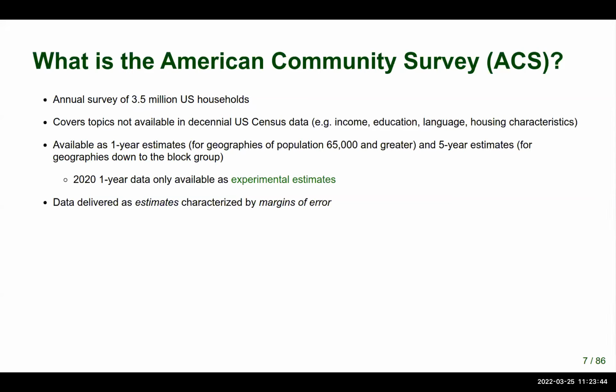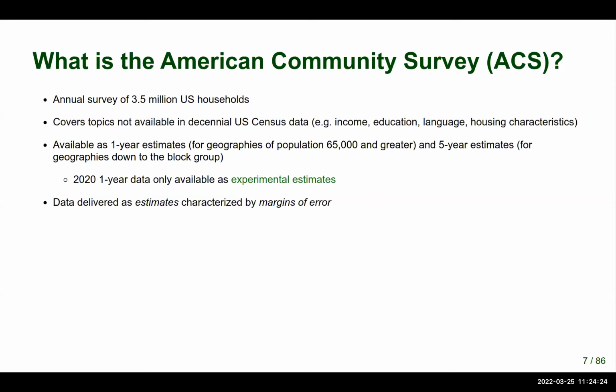And so the ACS is an annual survey, and it's sent out on a rolling basis throughout the year by the US Census Bureau to around 3.5 million US households per year. And so that'll cover maybe 10 to 12 million people who will be accounted for in the ACS. And so the ACS, as I mentioned, covers topics that you don't get in the decennial US Census, which are of acute interest to really just about anybody working with demographic data. So you can get income information, education, language, and more detailed housing characteristics, among other things.